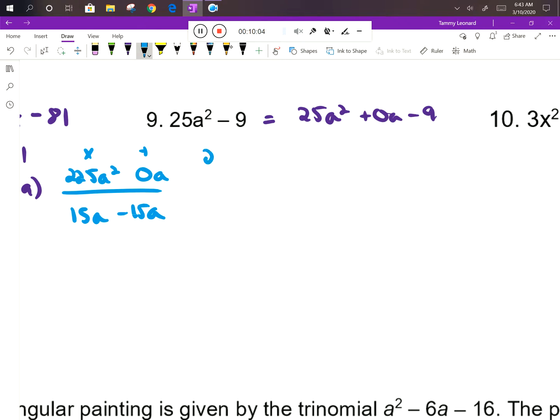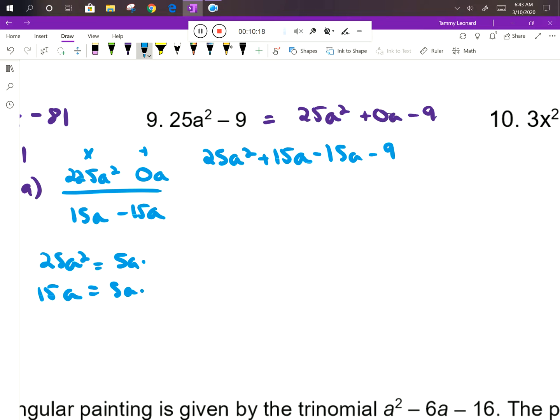So we'll rewrite the problem as 25a squared plus 15a minus 15a minus 9. The first two terms, 25a squared and 15a, each have a 5 and an a in common. To get back to their original terms, I'd need another 5a and a 3. So when we've grouped, we're going to factor out a 5a and leave 5a plus 3.